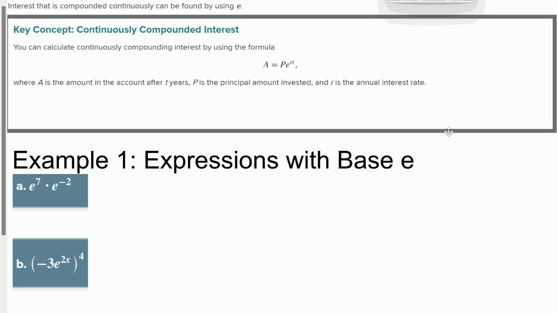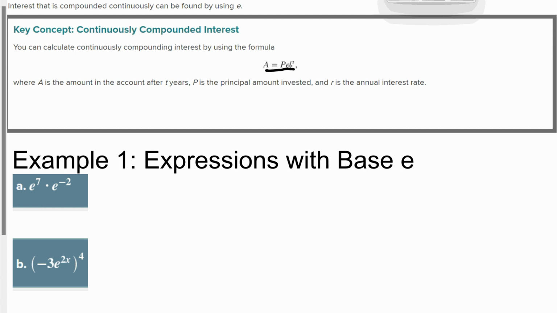Example of section 3, we're going to look at expressions with base e. So base e is just a button on your calculator. It's kind of like pi. It continues on forever, but it represents about, I think, 2.78, I believe. And it has to do with compound interest, but when we compound it continuously, so repeatedly, we get this formula right here.